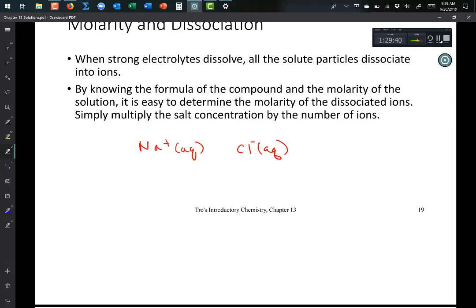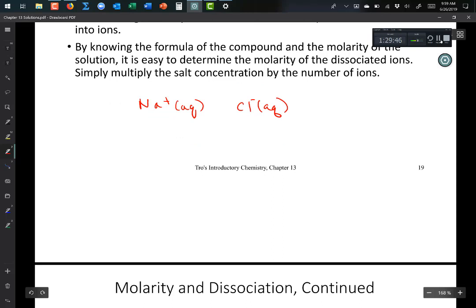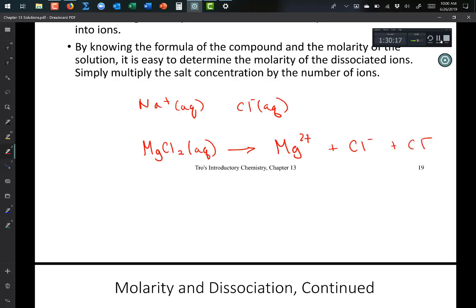So all ionic compounds, when they dissolve in water, break up into their ions. And this becomes important when we start talking about osmosis and stuff, for understanding how things will behave. So if I take magnesium chloride and I say it's aqueous, what is that actually? It's magnesium ions, right? And I'm going to do this intentionally. I'm going to write them separately. It's a chloride and a chloride. The subscript 2 doesn't mean it's Cl2. It just means there's two of them, right? Not chlorine gas attached to magnesium. So there's a total of 3 ions here, right?